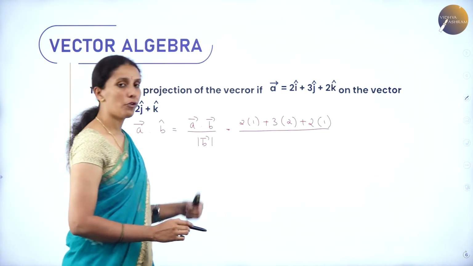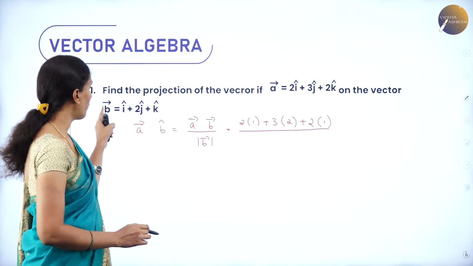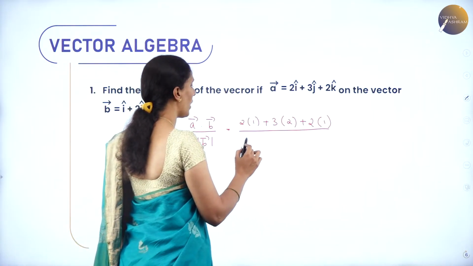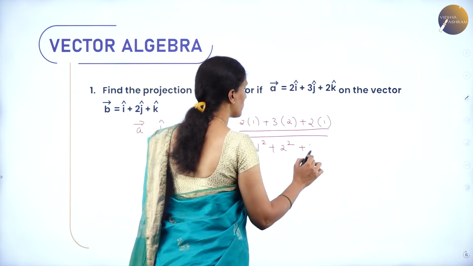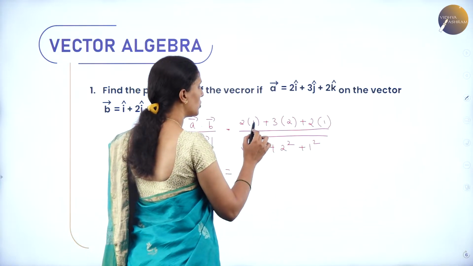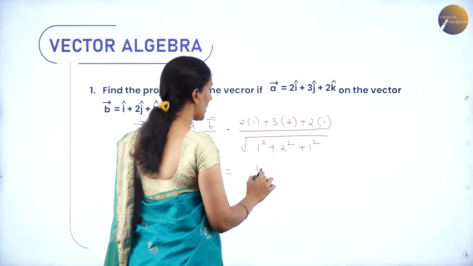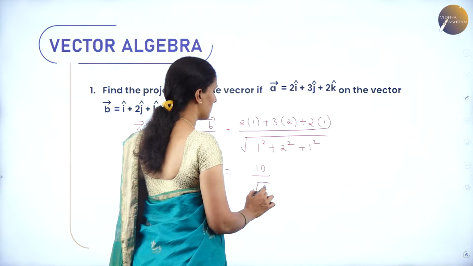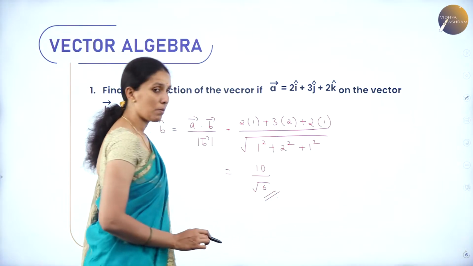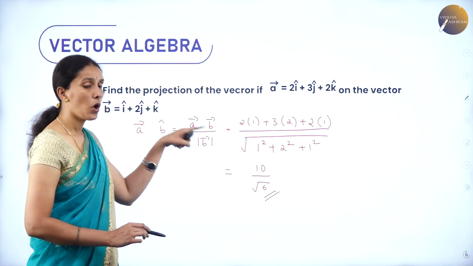And the magnitude of vector B is nothing but the length of vector B, and it is given by square root of 1 square plus 2 square plus 1 square. So, thus we have here 2 plus 6 plus 2, which is 10, divided by root 6. So, this is the projection of vector A on vector B.